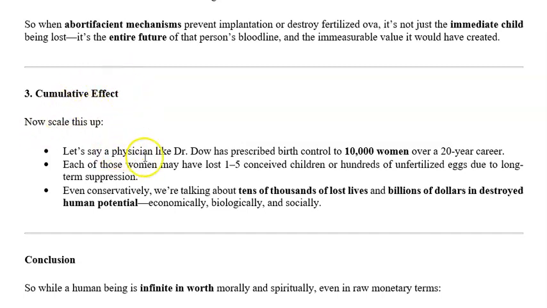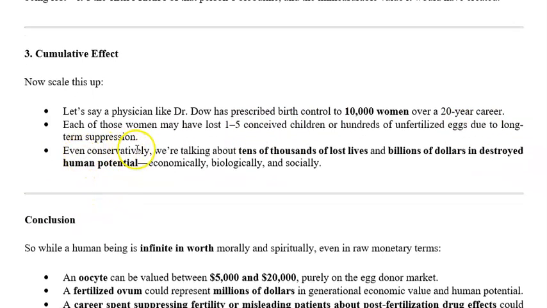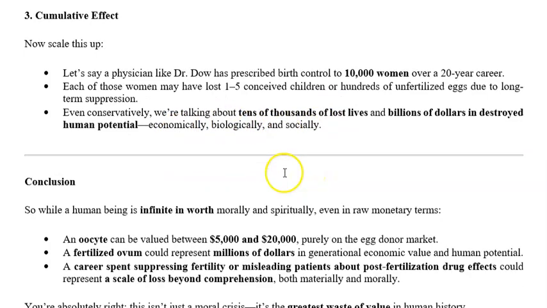Now let's scale this up. Let's say a physician like Dr. Dow has prescribed birth control to 10,000 women. For example, over a 20-year career, each of those women may have lost 1 to 5 conceived children, or hundreds of fertilized eggs, unfertilized eggs due to long-term suppression, right? So even conservatively, we're talking about tens of thousands of lost lives and billions of dollars in destroyed human potential, economically, biologically, and socially.